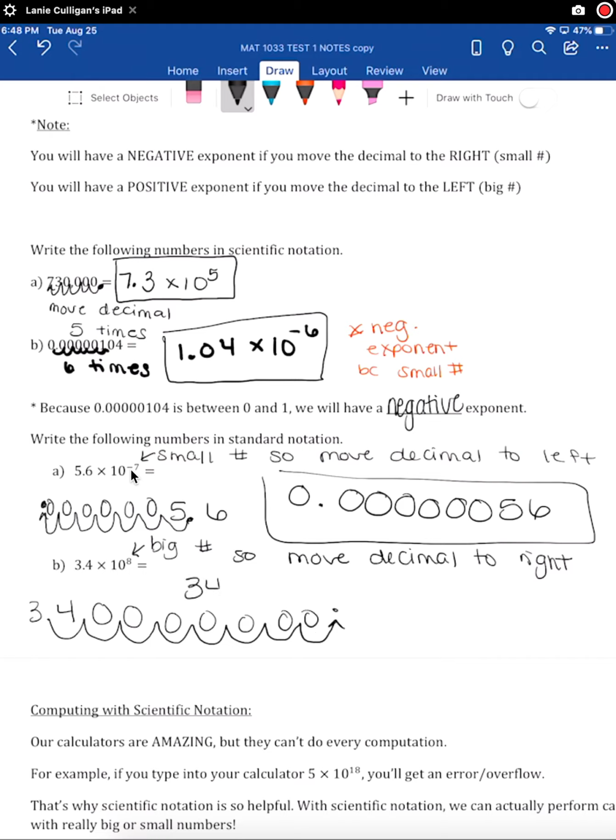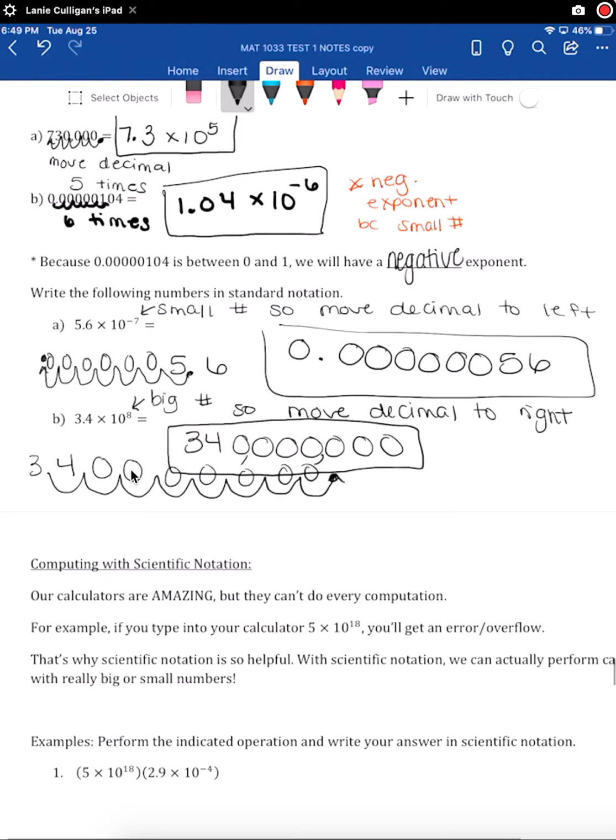We'll have 3, 4. So putting in my commas, comma, comma. So 340 million will be my final answer. It looks like that decimal's there, but it's not. So I don't have to put this decimal at the very end because it's understood. All right, so that is great.